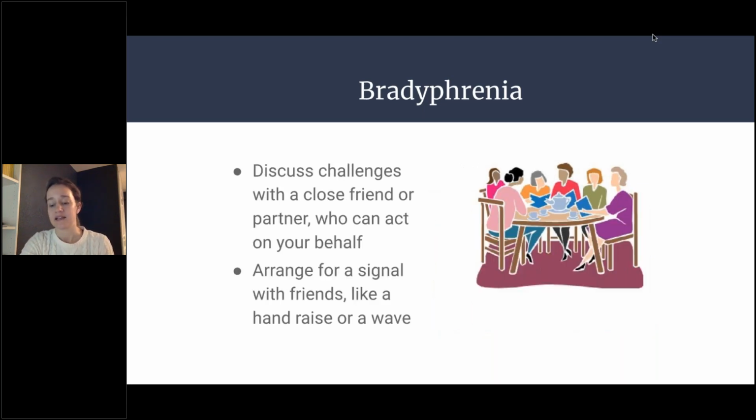What they did is they talked about this with one of their close friends in that group. They came up with a plan that if she had something she wanted to say, she would let her friend know so that the friend could call attention to her, give her some time to collect her thoughts, and then she could speak and participate in the conversation. If you don't want to have one person do that for you, you can also arrange it with the group of friends, like, hey, if I wave my hand, that means I'd like to say something and I just need another second to be able to get out what I'd like to say.